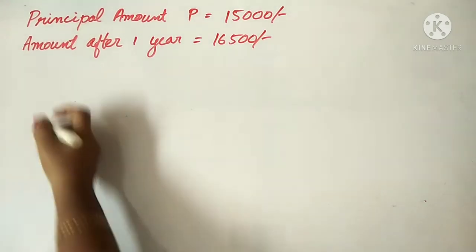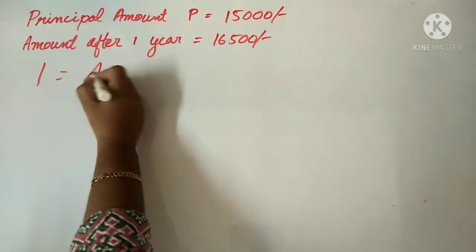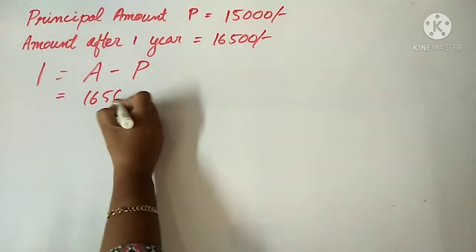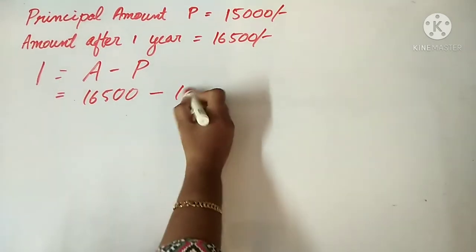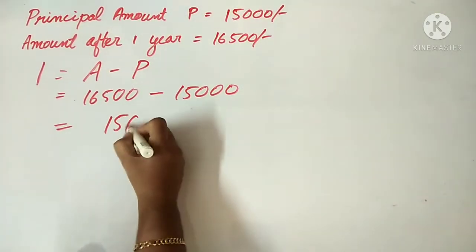So we have to find what the interest is. Interest is equal to amount minus principal. That is equal to 16,500 minus 15,000, which is rupees 1,500.